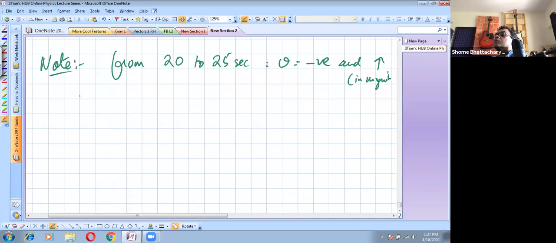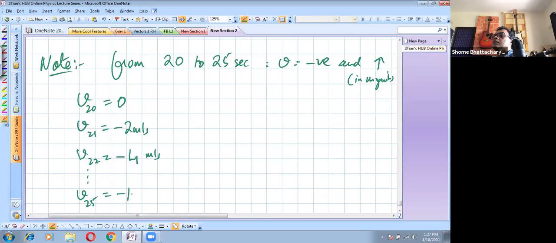Okay. So what is happening? The velocity at 20 seconds was 0. The velocity at 21 seconds is becoming minus 2. The velocity at 22 seconds is becoming minus 4. And like that, the whole thing proceeds. So by the time we come to 25 seconds, which is our T2, the velocity is becoming minus 10 meters per second. So this is how it is. At 20 seconds, it's here. Its velocity is 0. Then by the time you come to 21 seconds, the velocity has become minus 2.